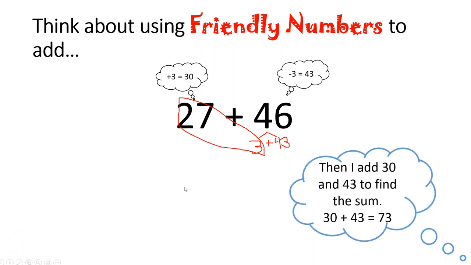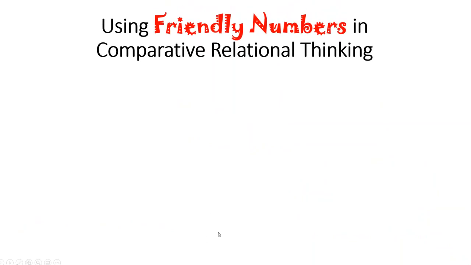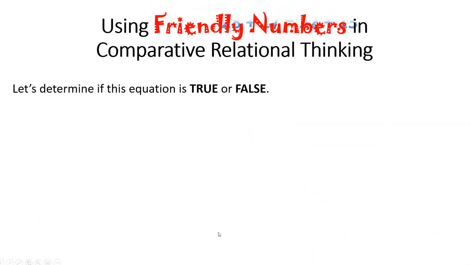So then I know it's 30 plus 43, I know 3 plus 4 is 7, so 73, and it's really, really fast, which is why this is called friendly numbers. So now what if the problems are on both sides?